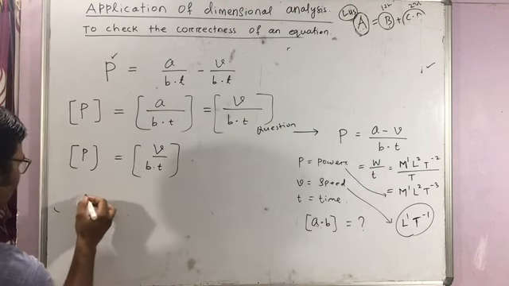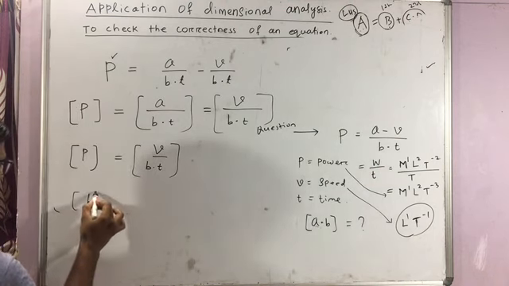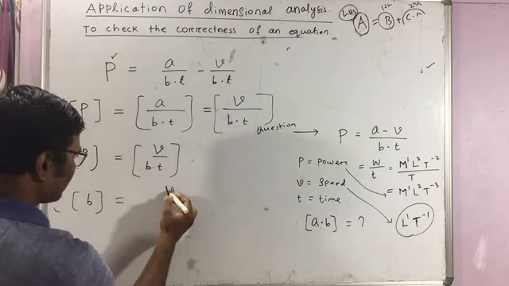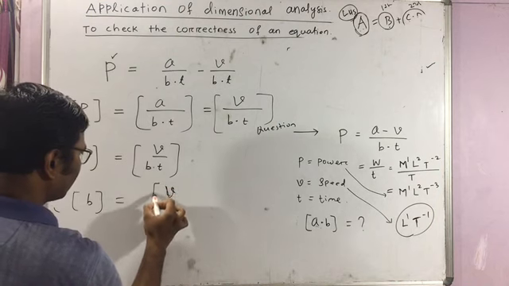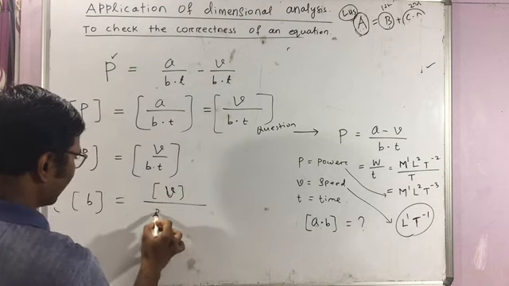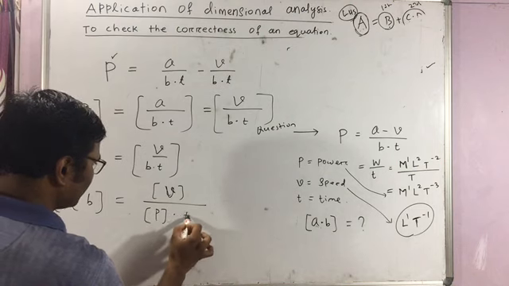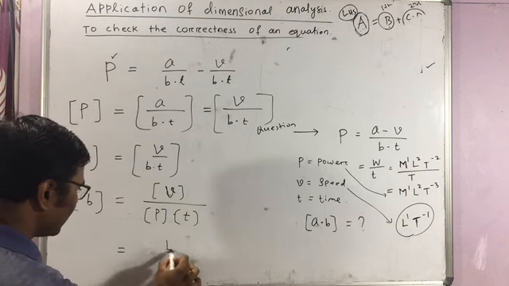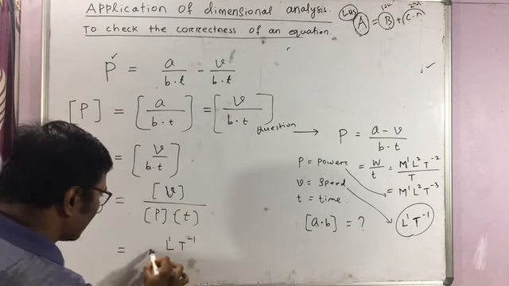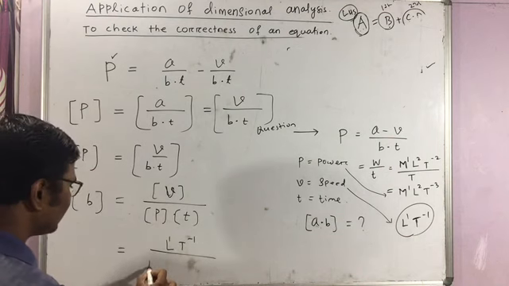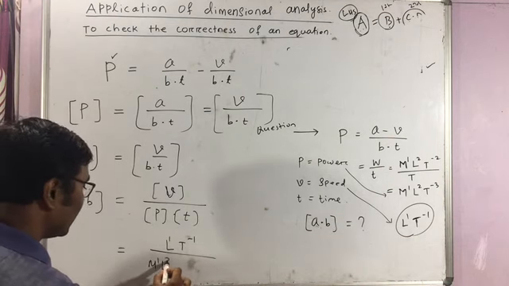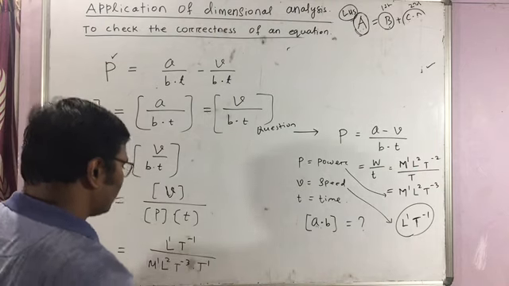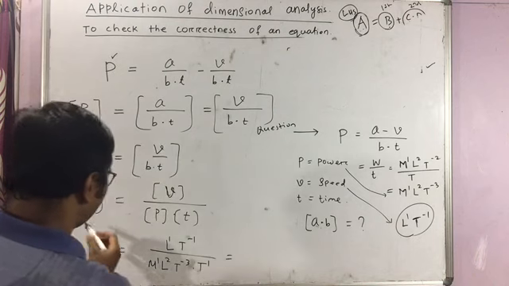Now I can reshuffle. The dimension of B must be equal to the dimension of V divided by the dimension of P into T. Now I can put the values over here. V is L1 T minus 1, by power. Power is M1 L2 T minus 3, into T to the power 1. Now I can solve for B and calculate.